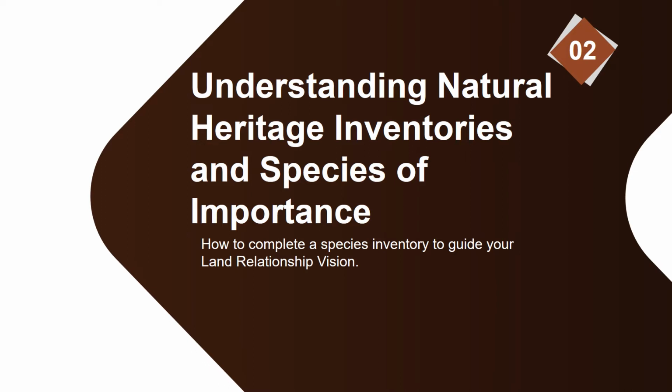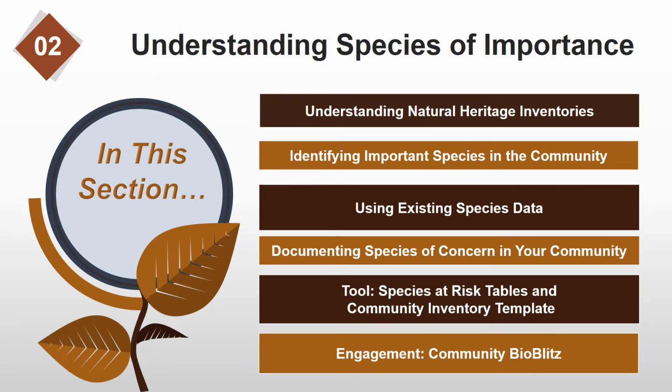Module 2. Understanding Natural Heritage Inventories and Species of Importance. How to complete a species inventory to guide your land relationship vision. In this section, we will discuss understanding natural heritage inventories, identifying important species in the community, using existing species data, documenting species of concern in your community, the tool for this section, species at risk tables and community inventory template, and the engagement opportunity for Module 2, a community BioBlitz.